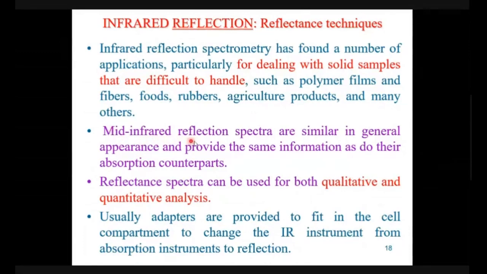So mid-infrared reflection spectra, the same spectra we used for absorbance spectra. So mid-infrared reflection spectra are similar in general appearance and provide the same information as their absorption counterparts. So basically both the spectra, they appear very similar. If they appear very similar, they will give the similar information. So reflectance spectra can be used for both qualitative and quantitative analysis.